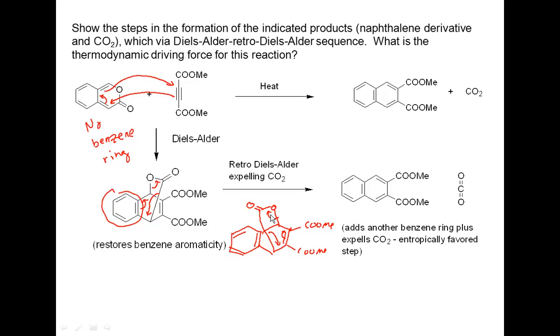There's also, in this last step, not only do you form 2 benzene rings, but it's also entropically very favored because you get 2 molecules from 1 molecule. So the disorder in the universe increases as a result of doing this reaction. So this reaction is quite favorable.